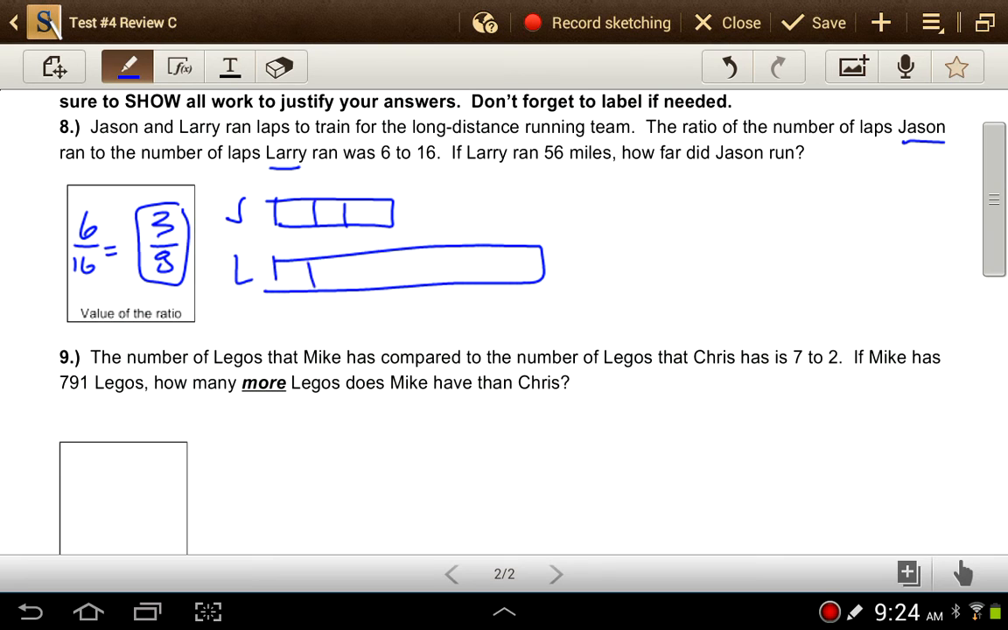1, 2, 3, 4, 5, 6, 7. Okay? Now, it said Larry ran 56, so that equals 56. There's 8 sections, so I'm going to do 56 divided by 8 and get 7. Now I know that these are all worth 7. So for Jason I'm going to do 7 times 3, and I get 21. So his answer is 21 miles.